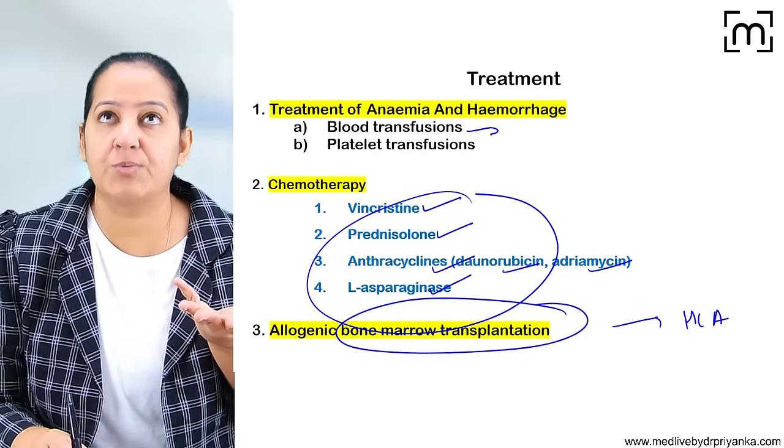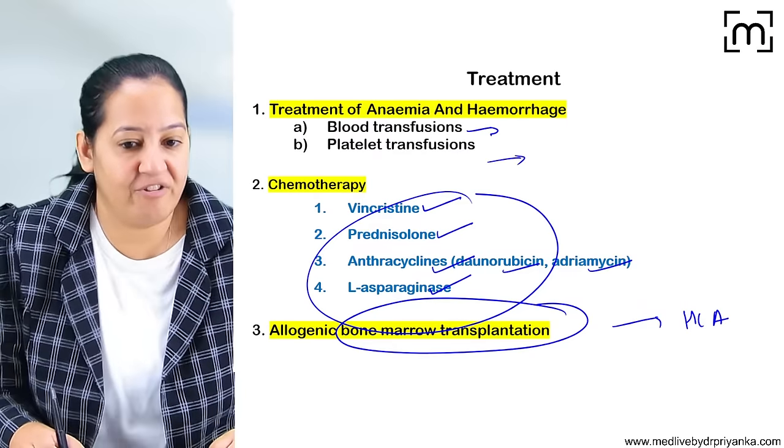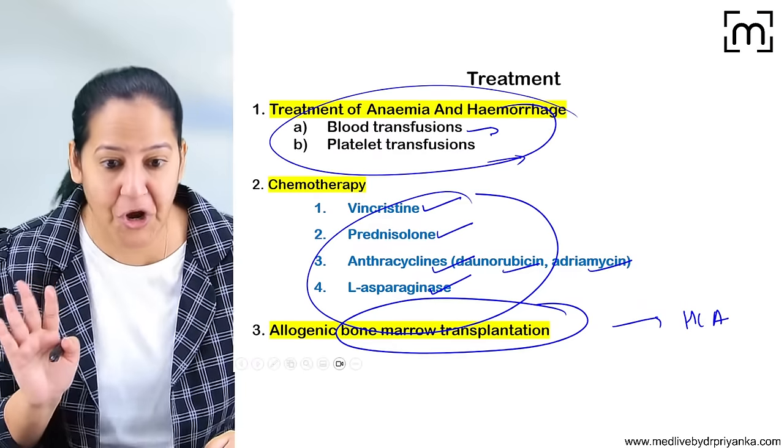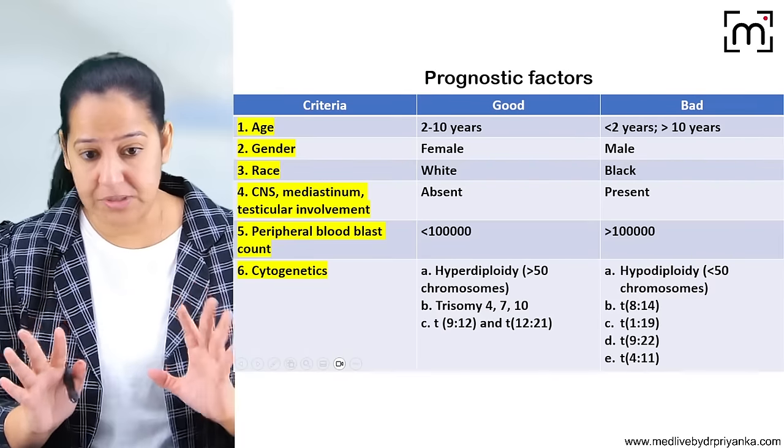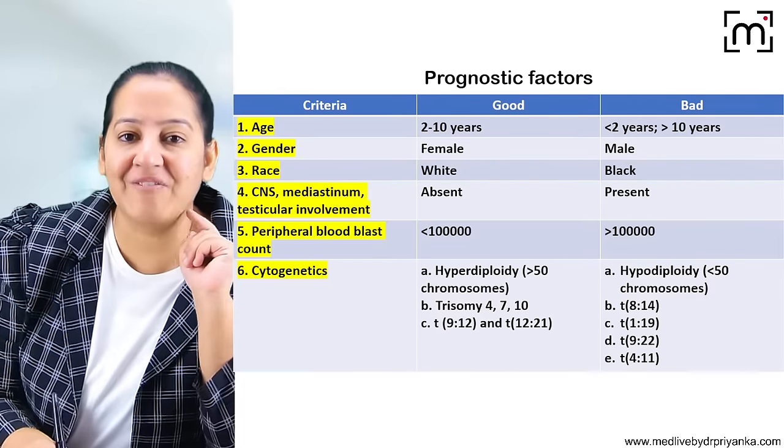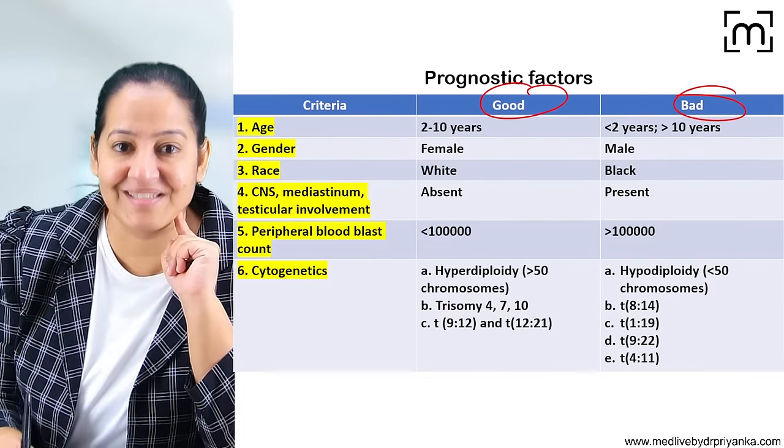And we give the symptomatic treatment. For anemia, we give blood transfusion. For thrombocytopenia, we give platelet transfusion. That is symptomatic treatment. That is not a cure. Okay, got it. Prognostic factors. Finally, the prognostic factors. We have good prognostic factors and we have bad prognostic factors.